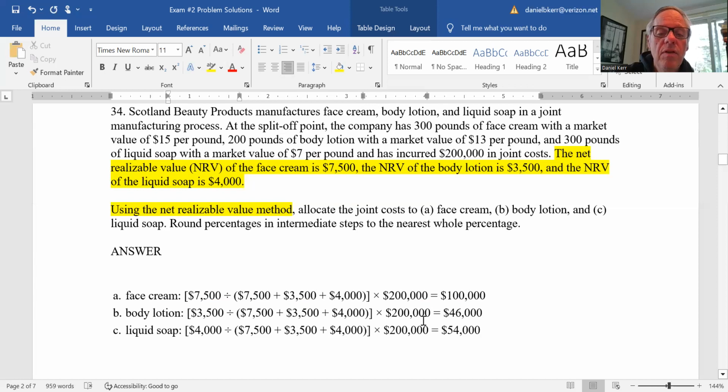Whatever percentage that is, 3,500 divided by the total of these times 200,000 gives you 46,000. And for liquid soap, it's 4,000. 4,000 net realizable value divided by the total of all these times 200,000 gives you 54,000.